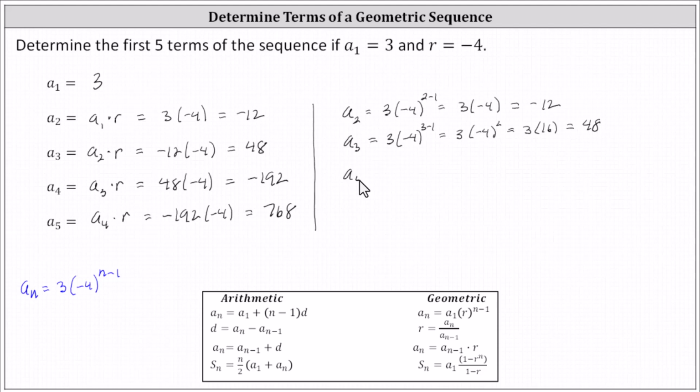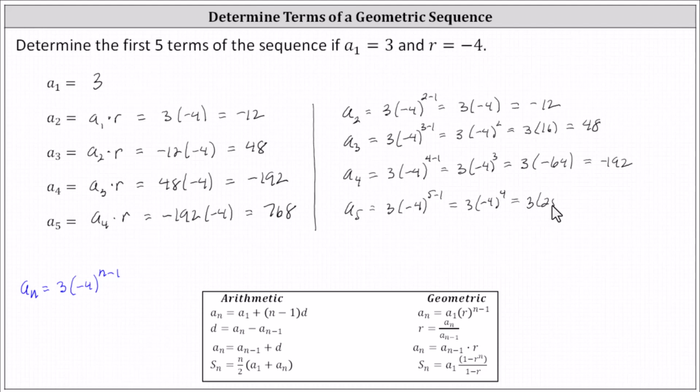A sub 4 is equal to 3 times negative 4 raised to the power of 4 minus 1, which is 3 times the cube of negative 4, which is 3 times negative 64, which equals negative 192. And finally, a sub 5 is equal to 3 times negative 4 to the power of 5 minus 1, which equals 3 times the 4th power of negative 4, which equals 3 times 256, which equals 768.